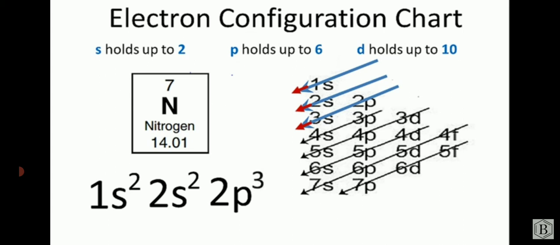If you look at the electron configuration here for nitrogen, you can see that we have 2 plus 2 plus 3, that equals 7 electrons, which is the number of electrons for the nitrogen atom. So our configuration is 1s2, 2s2, 2p3.